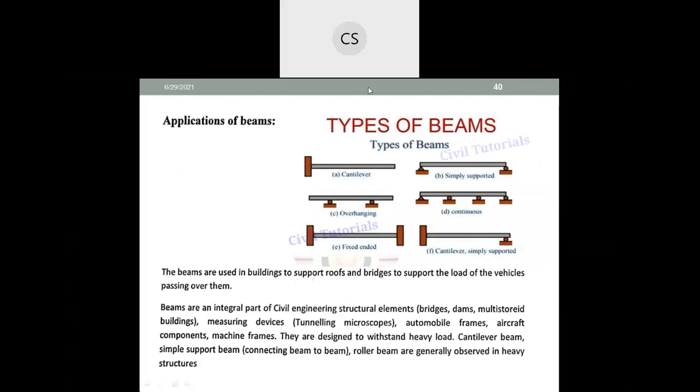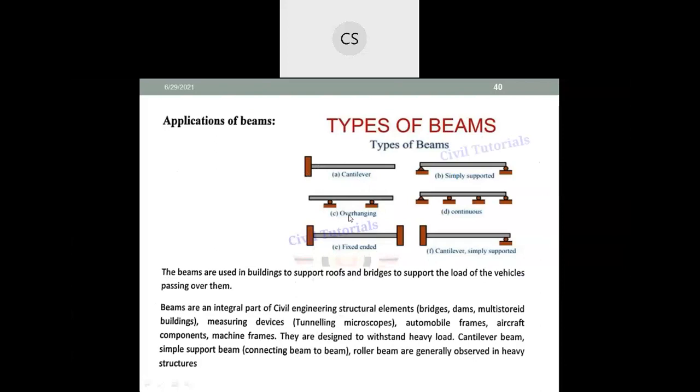So I already told you what are the different types of beams. Cantilever means it is fixed at one end and loaded at the other end. That is known as cantilever. Then there is simply supported, where both ends of the beam are supported. Then overhanging.